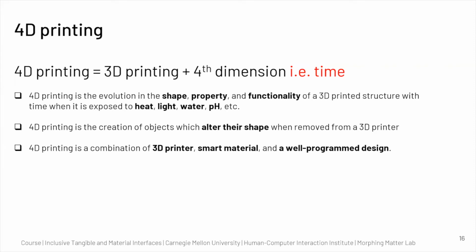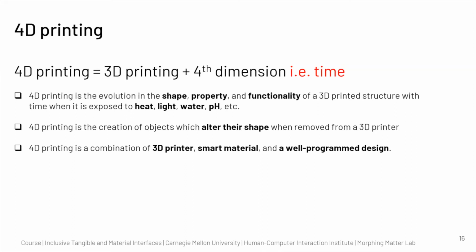4D printing is the evolution in the shape, property, or functionality of a 3D printed structure with time when it is exposed to external stimuli like heat, light, water, pH, etc. What I mean is, for example, you have printed a flower using a material, and if I expose it to heat and light, and it can shrink or expand or change its shape, deform, then I term it 4D printing. Here, basically, we alter the shape after removing it from the 3D printer by an external stimulus, as I discussed.